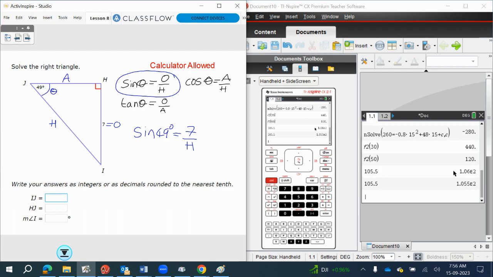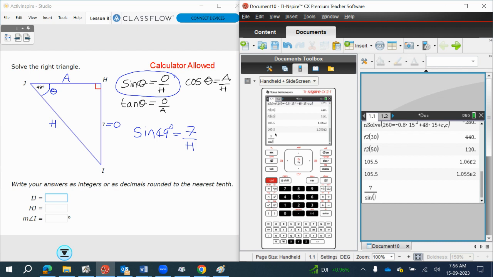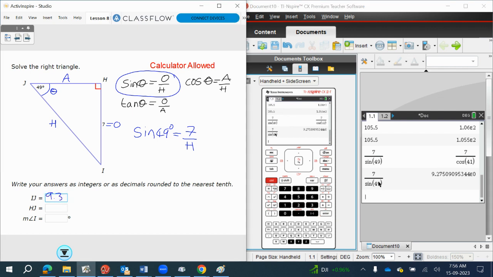So that's going to tell us that 7 divided by the sine of 49 is the answer that we're looking for. If you get an answer that looks like this one, press Control Enter, you'll get a decimal answer. So this is 9.28. Sorry, it was to the nearest tenth. So this is going to be 9.3.